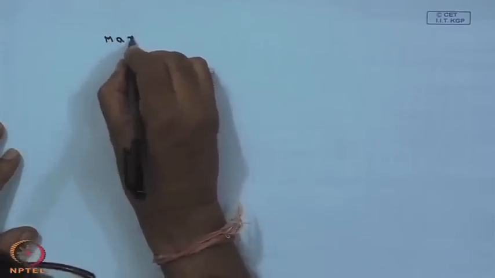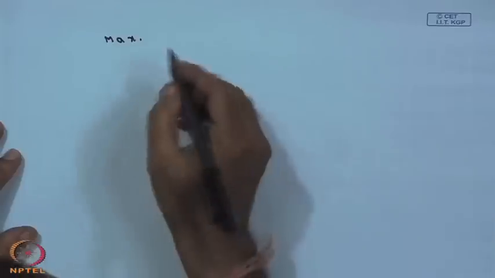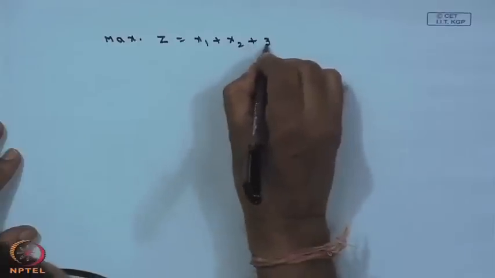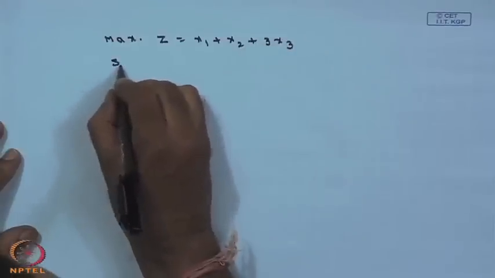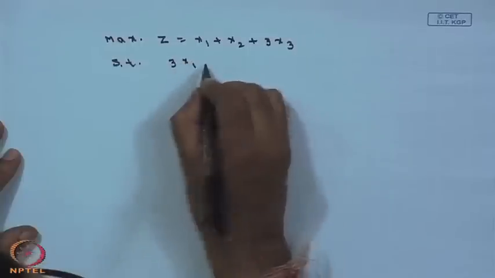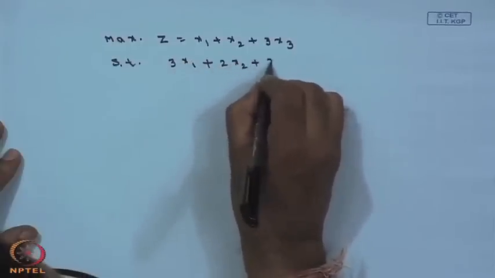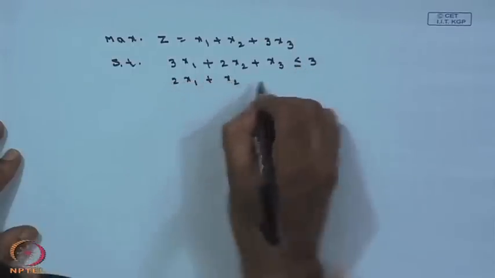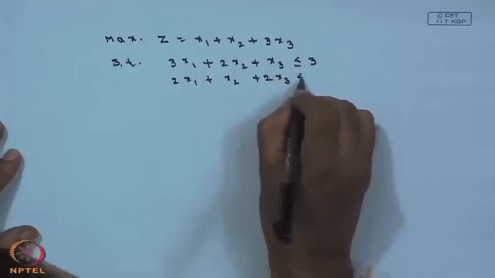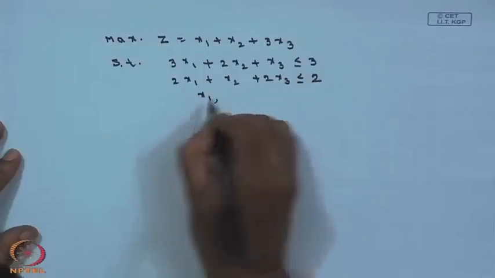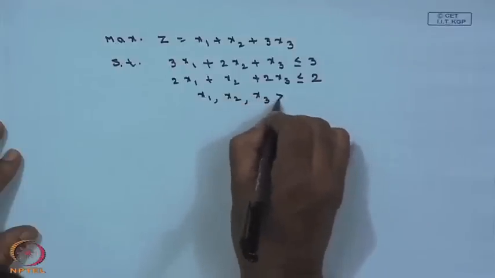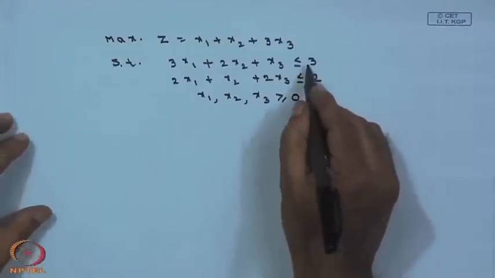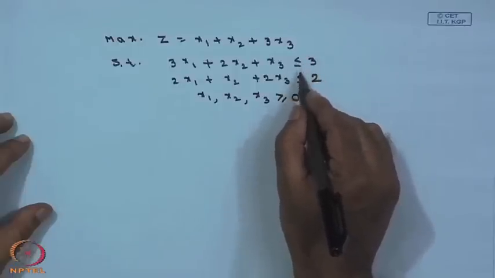Let's take a problem: maximize z equals x1 plus x2 plus 3x3, subject to 3x1 plus 2x2 plus x3 less than or equal to 3, 2x1 plus x2 plus 2x3 less than or equal to 2, and x1, x2, x3 greater than or equal to 0. If you see here, all the constants are non-negative, less than or equal to constraints.